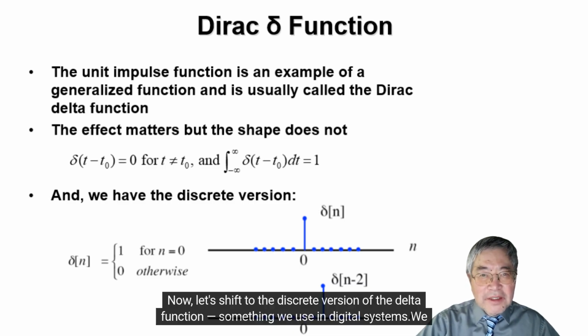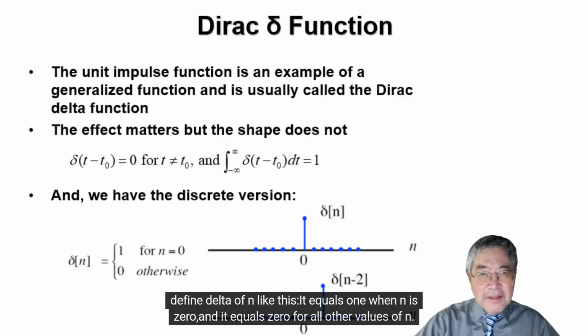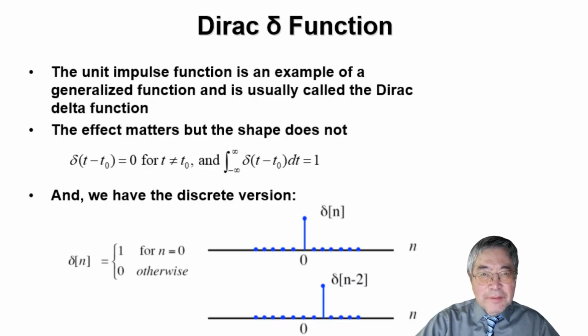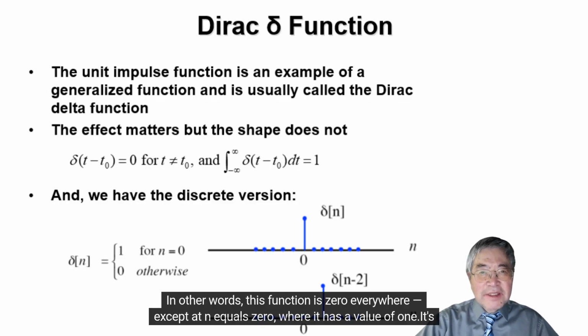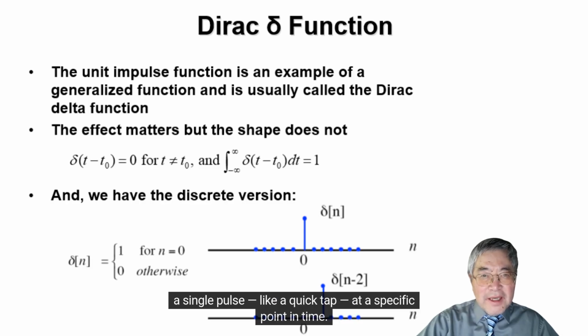Now let's shift to the discrete version of the delta function, something we use in digital systems. We define delta of n like this. It equals 1 when n is 0, and it equals 0 for all other values of n. In other words, this function is 0 everywhere, except at n equals 0, where it has a value of 1. It's a single pulse, like a quick tap at a specific point in time.